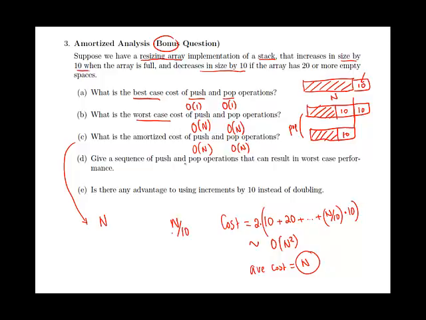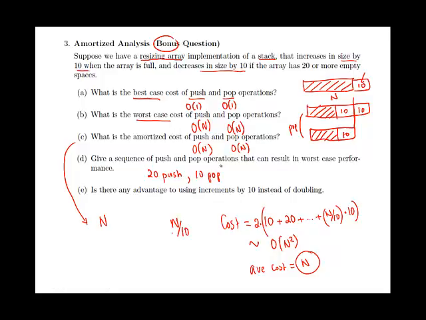Now, the next question says, give a sequence of push and pop operations that can result in the worst case performance. So if you think of a sequence like this, suppose you do 20 push operations. And let's say you have an array of size 20. It doesn't matter, wherever you want to start is fine. Once you do 20, then you have to resize. So you have to resize this to be 31. And then suppose after that you do 10 pops.